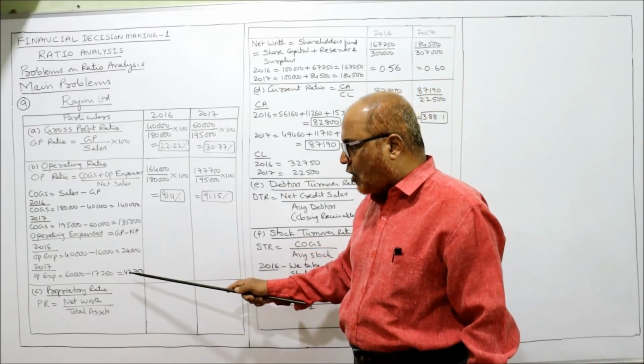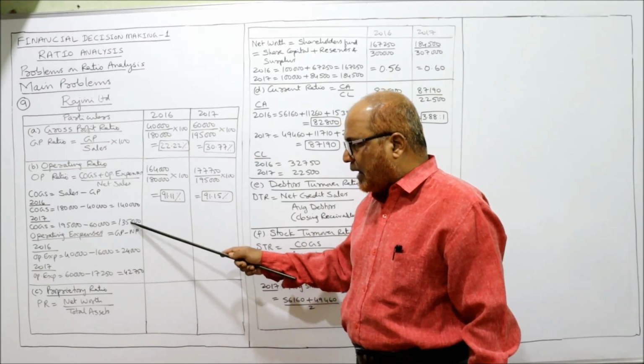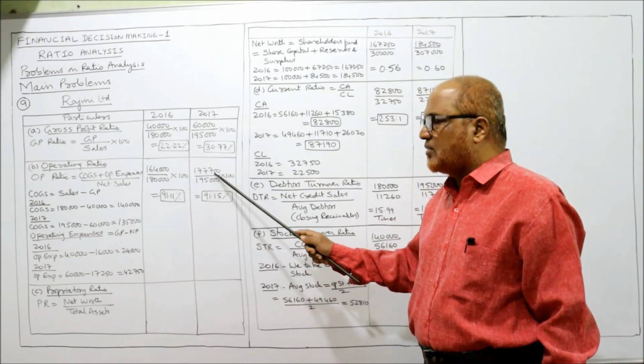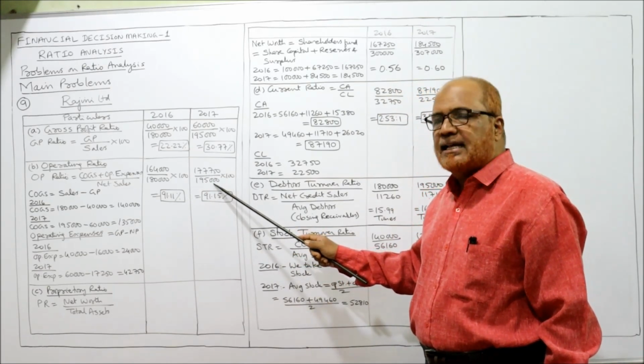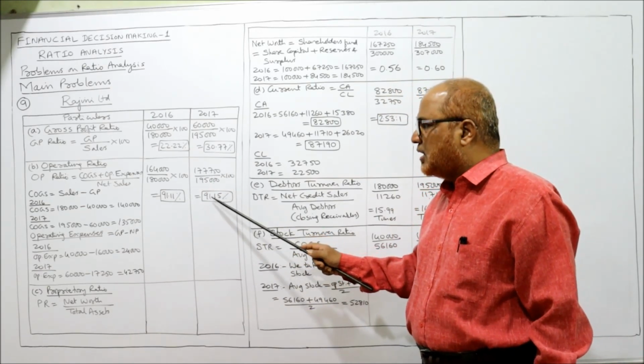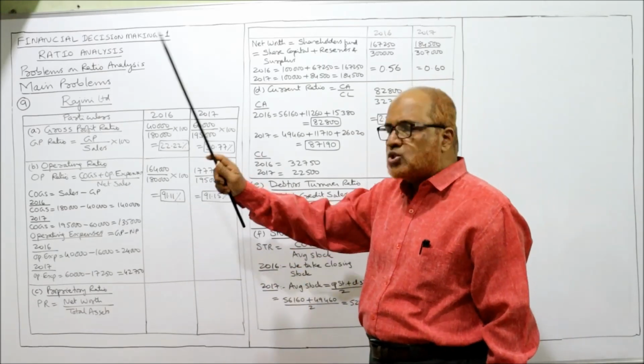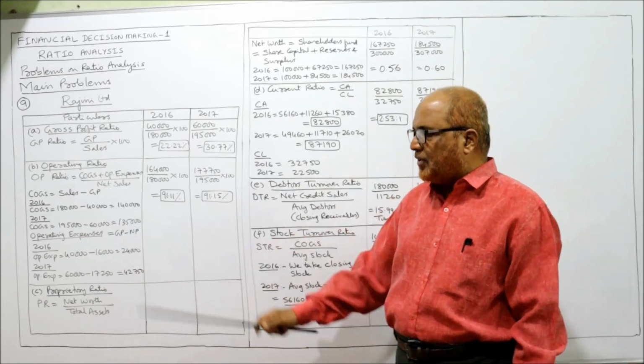135,000 and operating expense 42,750. 1,35,000 plus 42,750, you will get 177,750. Divided by sales 1,95,000 into 100, 91.15. So two ratios we have completed, gross profit ratio and net profit ratio.